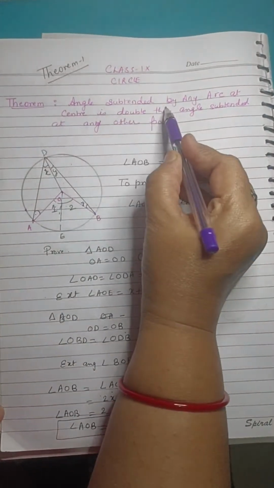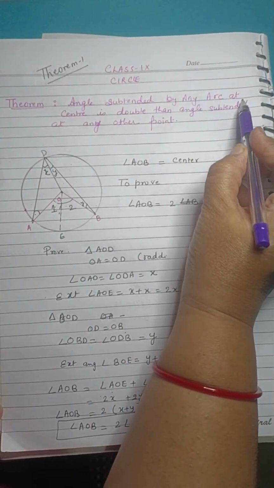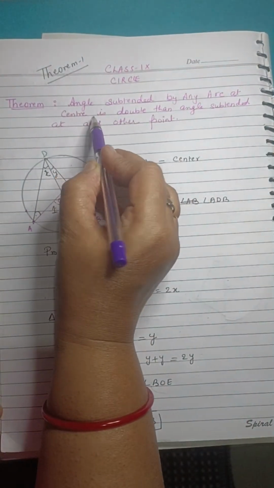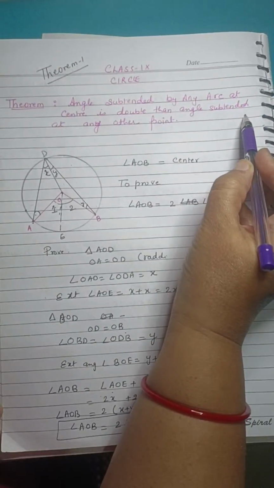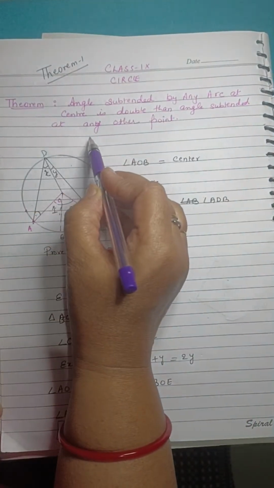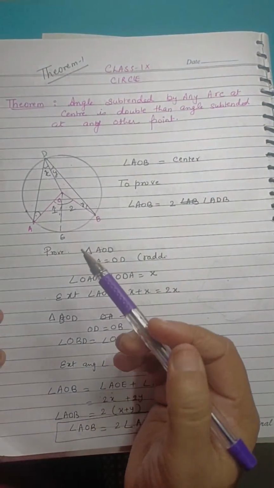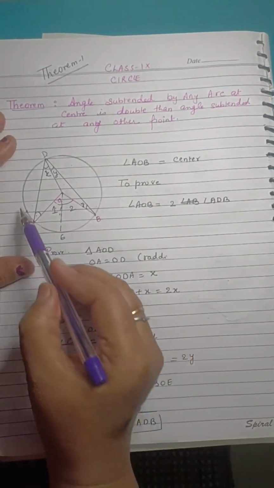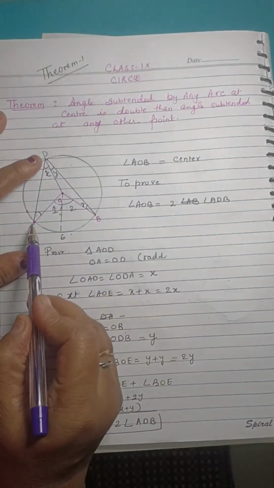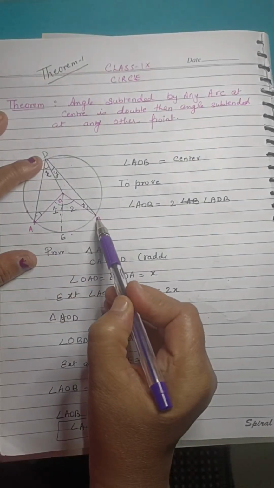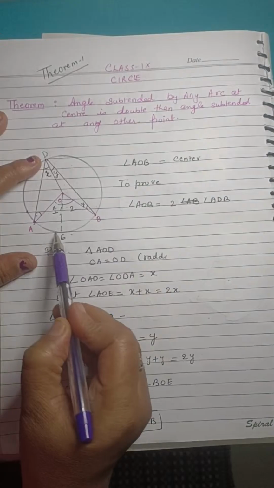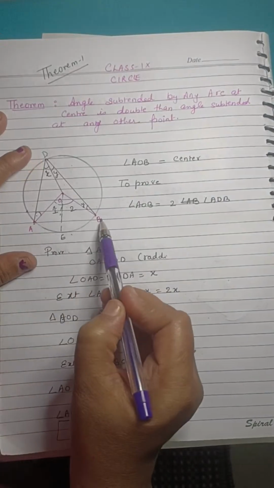Angle subtended by any arc at the center is double the angle subtended at any other point of the circle, right? तो देखो, the very first thing, I made a circle. On this circle I took the two points A and B. So this is an arc AB.